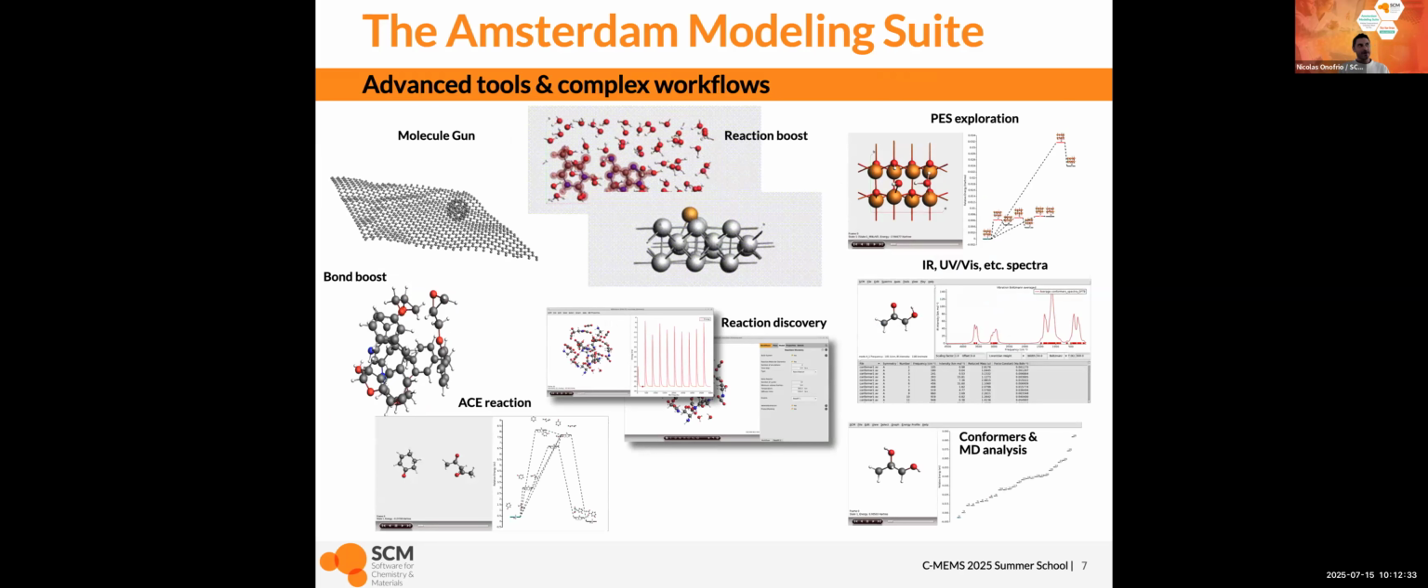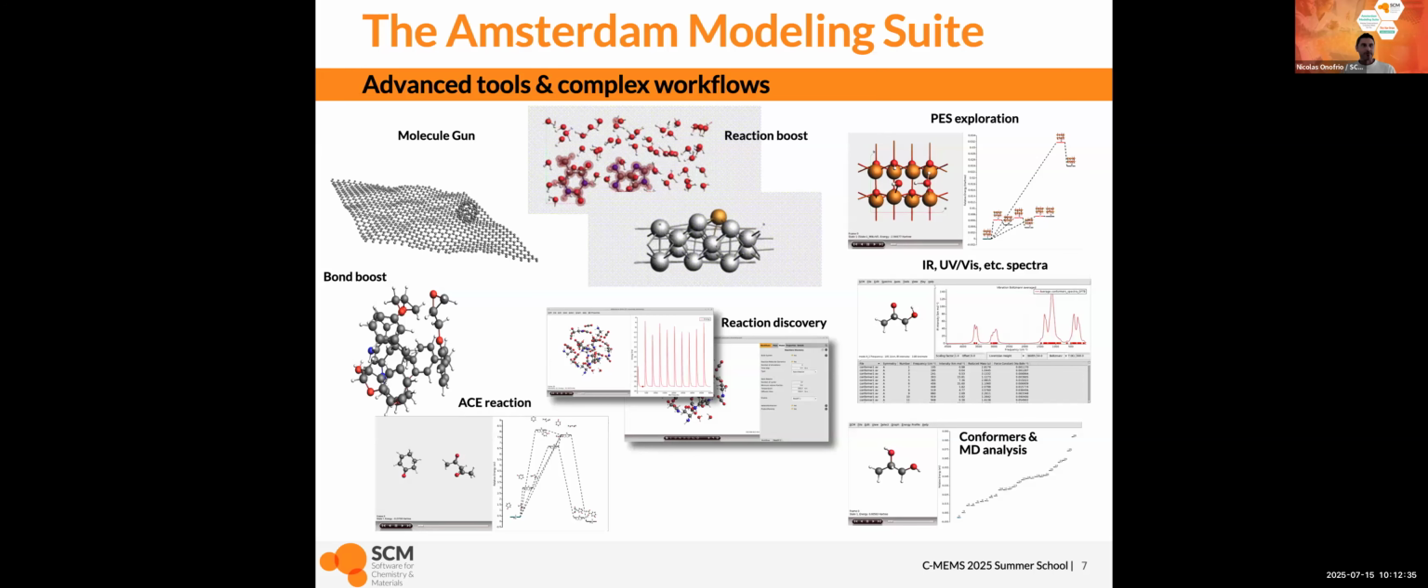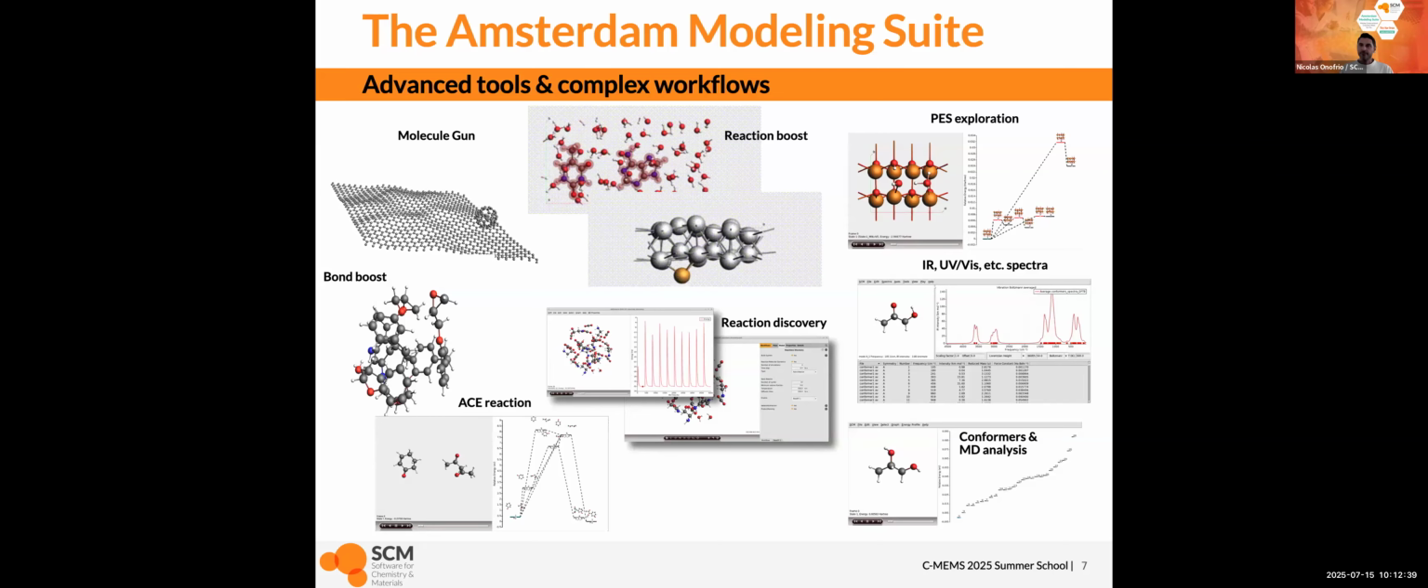Like I would say, tools. So there's this molecular gun. You can basically apply velocity to a particle, or to a group of atoms, as a reaction boost. You can cross an energy barrier. You can do nudged elastic band, of course. You can do potential energy surface exploration.